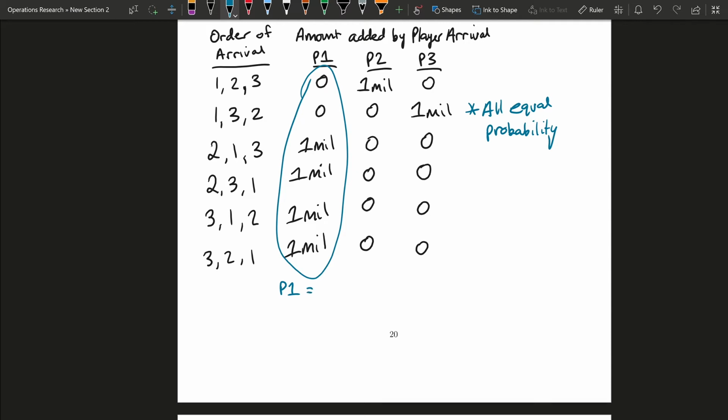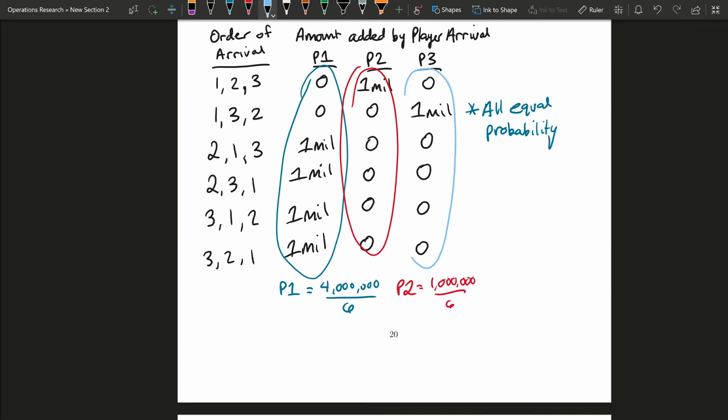So here for player 1, we've got 4 million divided by 6. Then for player 2, we've got just 1 million divided by 6. And similarly for player 3, we've got again 1 million divided by 6, just from summing up all those numbers in that column and dividing it by the total number of rows, which is 6.